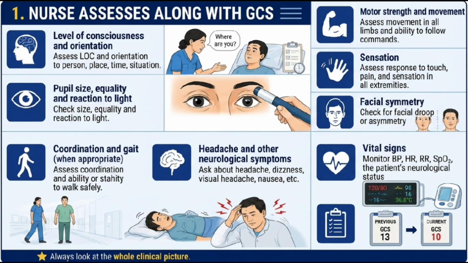What should the nurse assess along with the GCS? Depending on the patient's condition and clinical setting, neurological assessment may also include level of consciousness and orientation, pupil size, equality and reaction to light, speech and communication, motor strength and movement, sensation, facial symmetry, coordination and gait when appropriate, seizure activity, headache and other neurological symptoms, vital signs and oxygenation, and most importantly, any change from the patient's previous neurological status. Always look at the whole clinical picture.